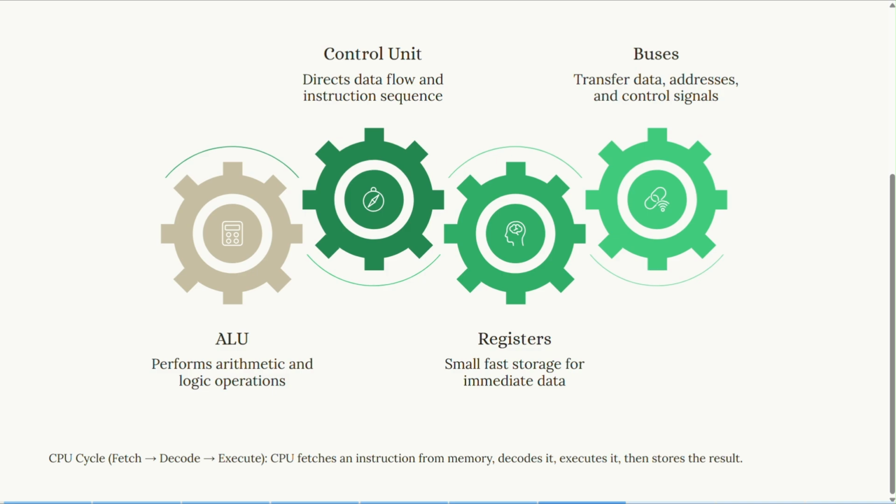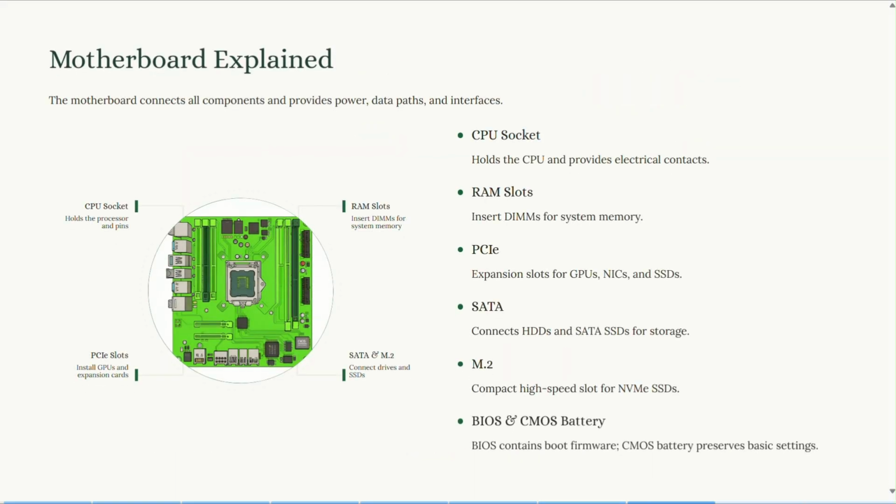So remember these key points. The ALU performs calculations, the control unit controls all operations, registers temporarily store data, the CPU follows the fetch, decode, execute cycle. Now, all these components need something to connect them together. That's where the motherboard comes in. Slide 7, Motherboard Explained. The motherboard is the main circuit board of the computer. Its job is to connect every hardware component and allow them to communicate with each other.